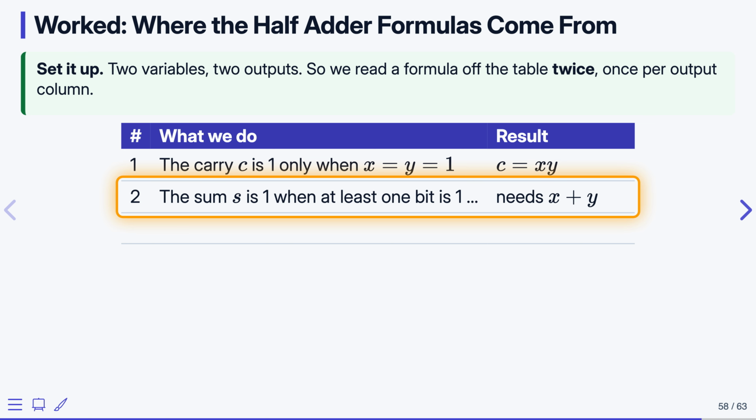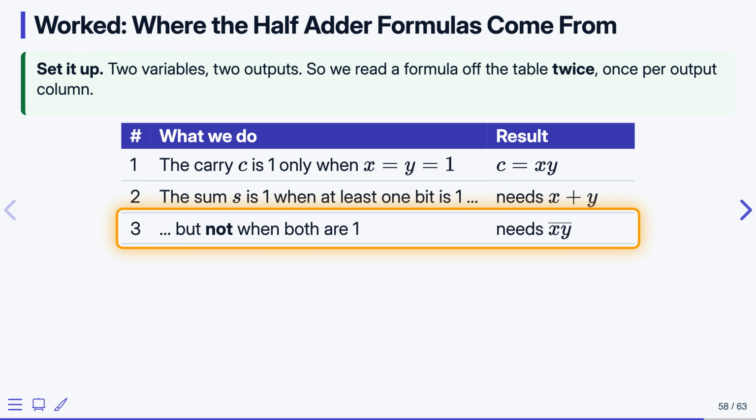Step 2, now the sum. It is 1 when at least one of the bits is 1. That sounds like x plus y. Step 3, but careful. The sum is 0 when both bits are 1, and x plus y is 1 there, so we must switch it off in that case. The thing that is 1 exactly there is xy, so we want the bar of xy.